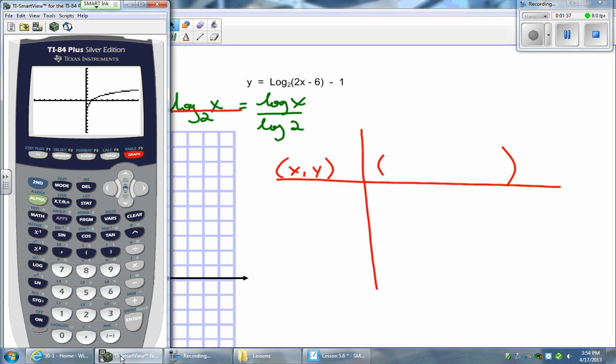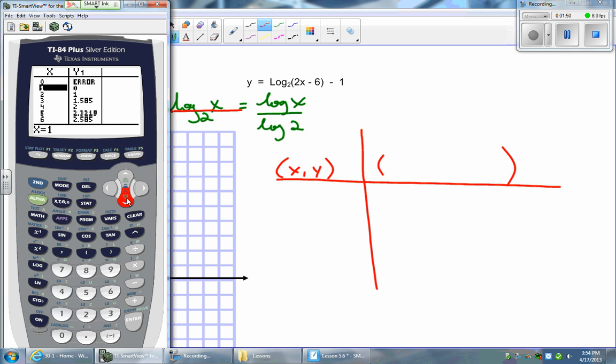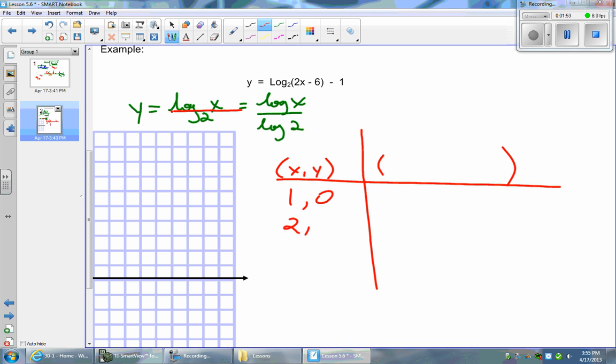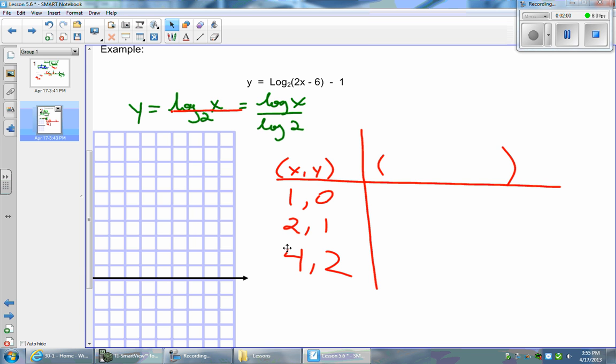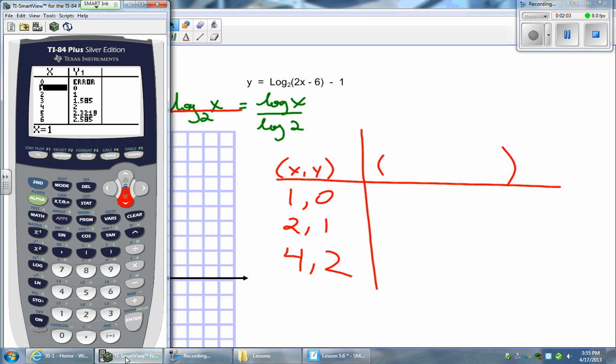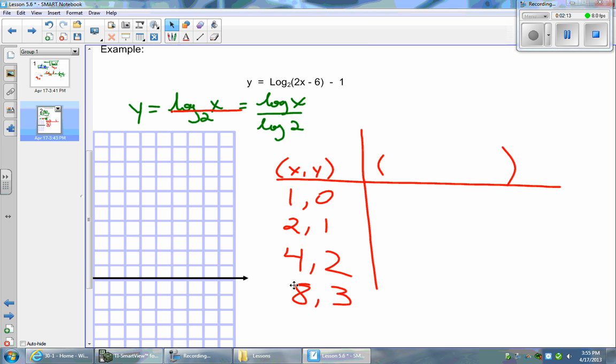Okay, so let's go back to our calculator. Let's look at the table and see what it looks like. Let's pick some nice ones. Here's some nice ones. There's 1, 0, and 2, 1. Let's use those: 1, comma, 0; 2, comma, 1. Let's keep on going. We have 4, comma, 2, which is a nice one. And let's get two more. So let's keep on going down. Those are ugly. Oh, here we go. 8, 3 is a possibility. So 8, comma, 3, there's a pretty one.